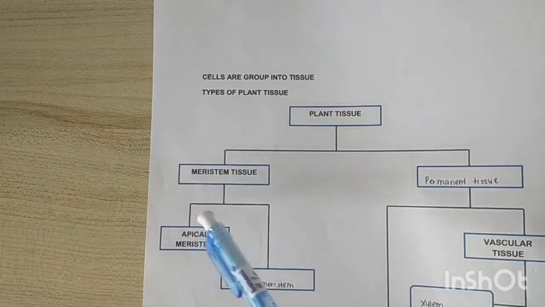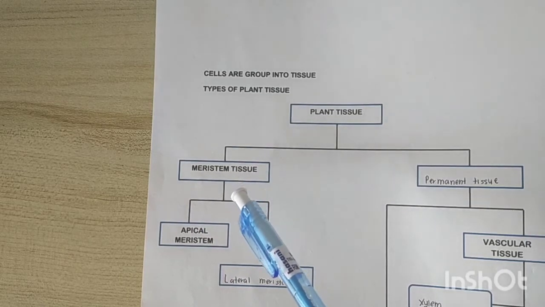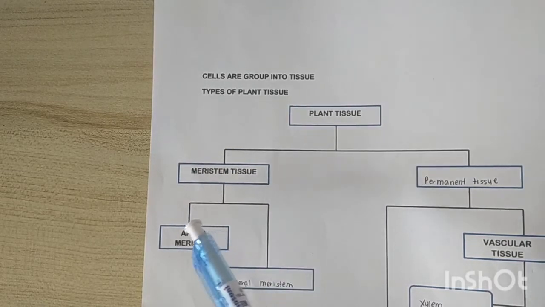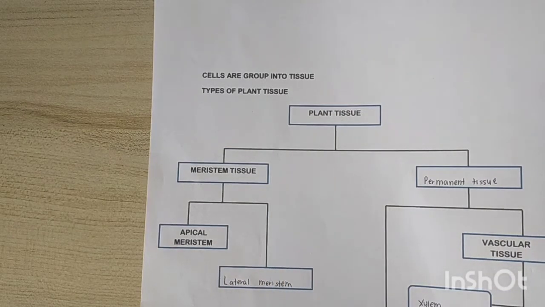For meristem tissue, there are two types. The first one we call apical meristem. The other one we call lateral meristem. After this, in the next video, I will explain the details about the meristem tissue.